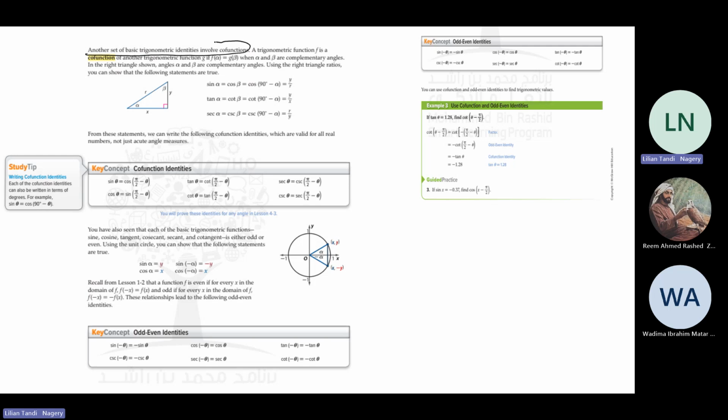Cofunctions. A trig function f is a cofunction if another trigonometric function is equal to it, when A and B are complementary angles. What is complementary angles? They must add up to 90 degrees.